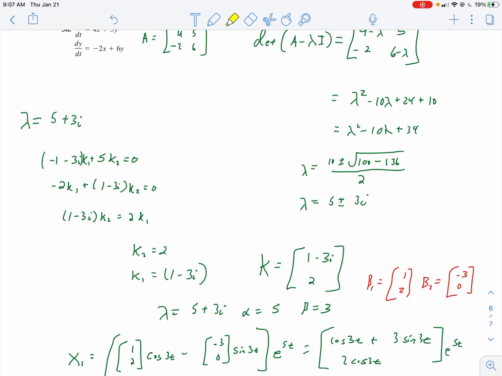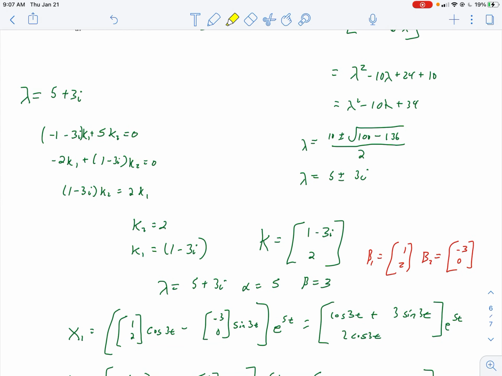All right, so now what we do, we have to find the eigenvector. We only have to find one. We don't have to find two. And so when we plug it in, we get negative 1 minus 3i, k sub 1, plus 5, k sub 2, equals 0. And negative 2, k sub 1, plus 1 minus 3i, k sub 2, equals 0.